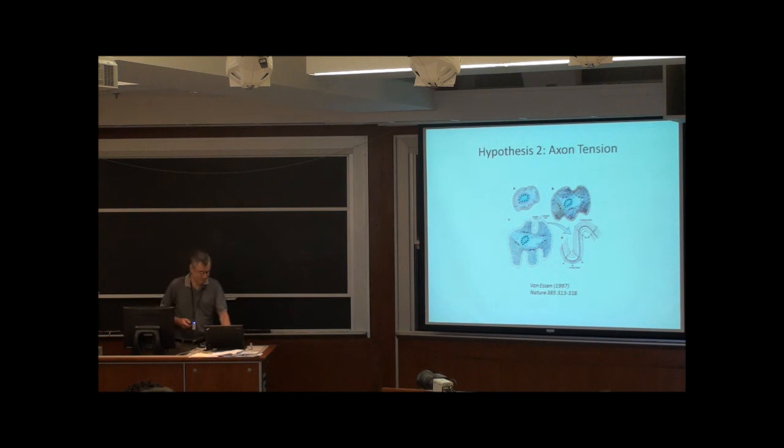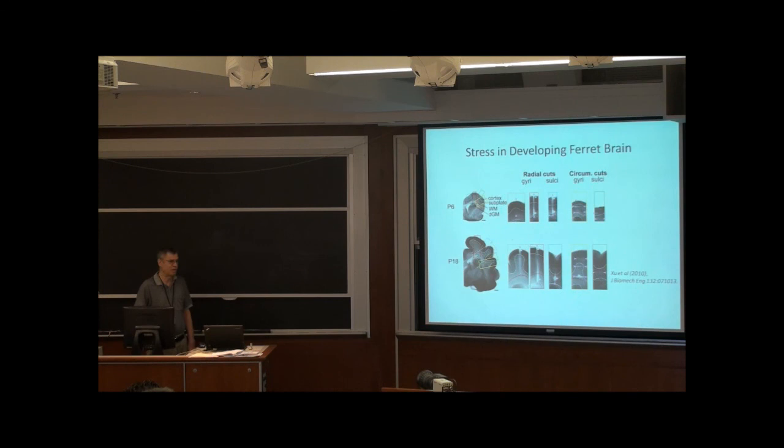One reason for that is that it's very difficult to study this problem because folding occurs much later in development. You can't just take out a brain and culture it and watch it fold and do things to it. It's just very difficult to study. But one thing you can do, and we did this, was to measure stress distributions in the brain.